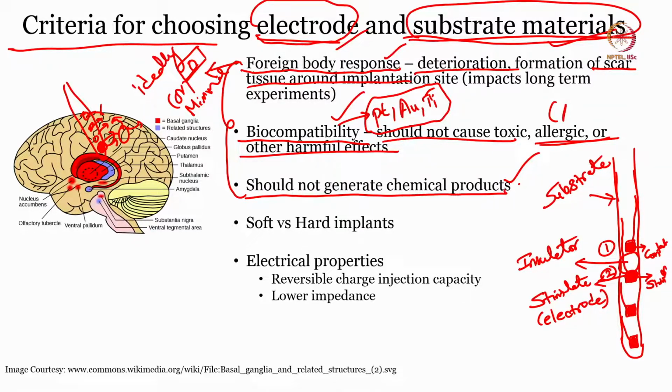So, next these are the basic requirements. The other thing is something called soft versus hard implants. What does it mean? If you take any material, it has some kind of stiffness, which we can characterize using something called Young's modulus.